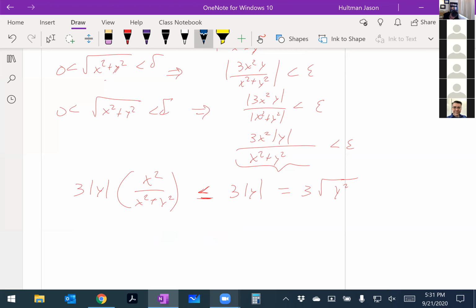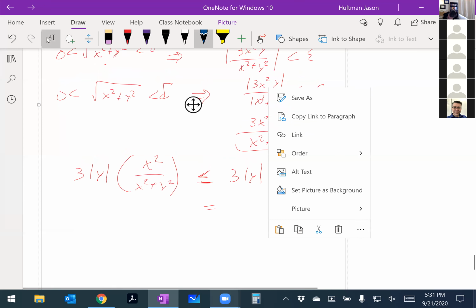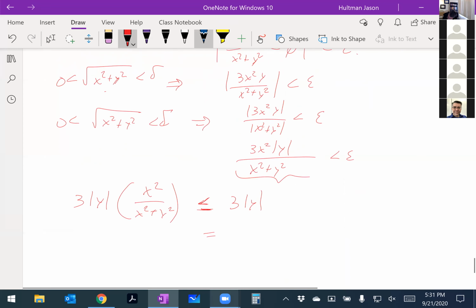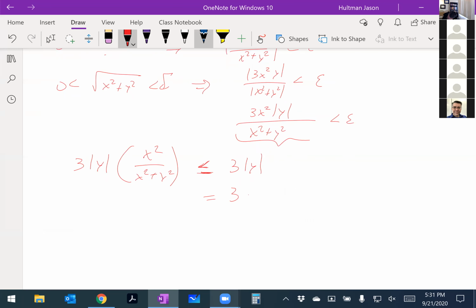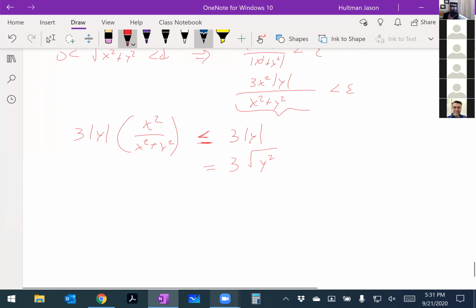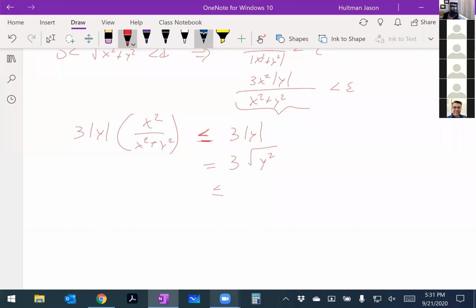Let me make it a logical statement here, because I'm getting crunched. Okay, I can keep going down here. This is equal to 3 times the square root of y squared, which is then less than or equal to 3 times the square root of x squared plus y squared. That looks good. Which is then less than, a hard less than, 3 delta, right?